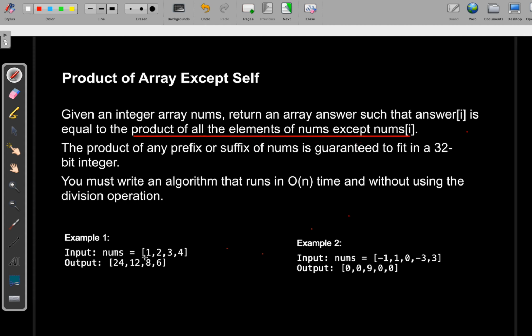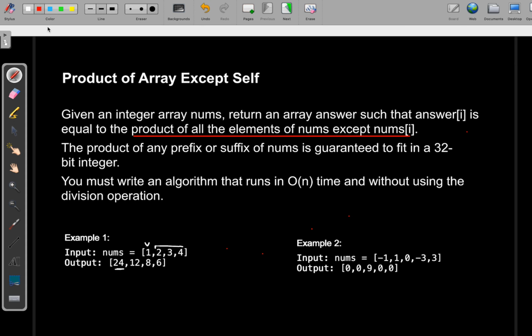So here you can see this is my array 1, 2, 3, 4. I need to find out the product of all the other elements except the number itself, right? So if I take the product of all the other numbers, that will be 4 into 3, 12, 12 into 2, 24. So that is the product 24 except 1.